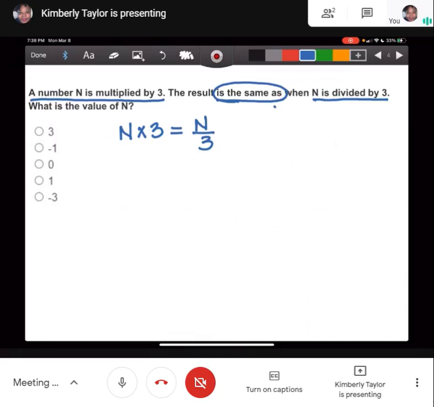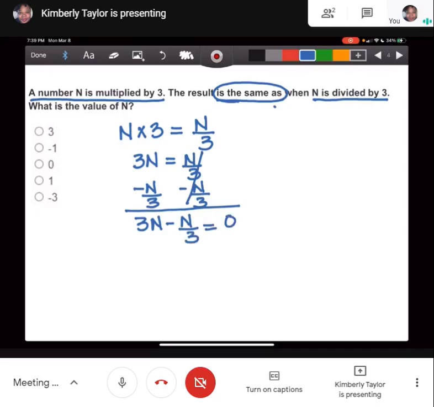Okay, so now we have to figure out what is going to be the value of n. In order to do that, let me rewrite this as 3n is equal to n over 3. To do this, you would have to actually set this equal to 0. So I'm going to subtract n over 3 on both sides. It may look weird, but it'll be all right in the end. So you have 3n minus n over 3 is equal to 0.